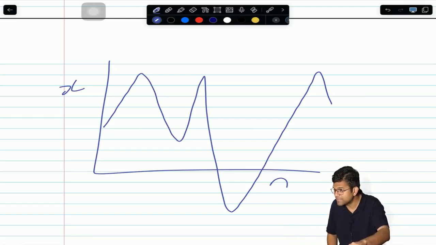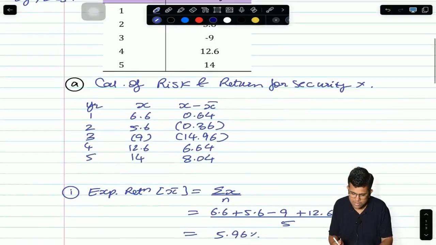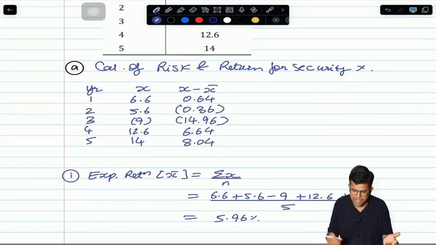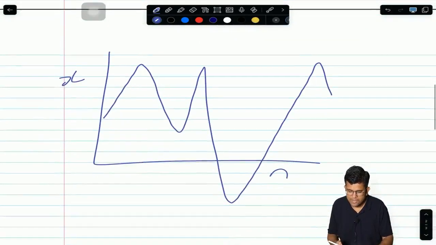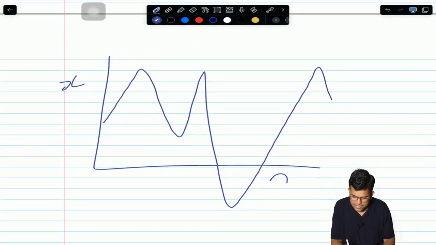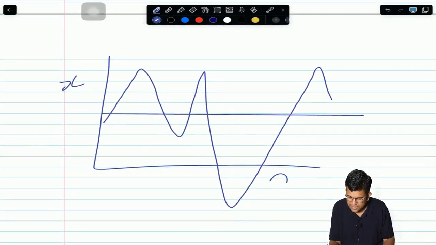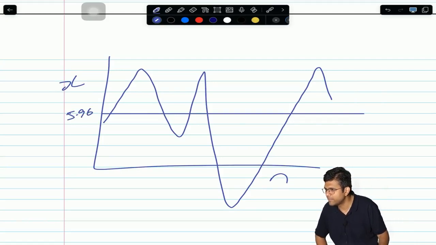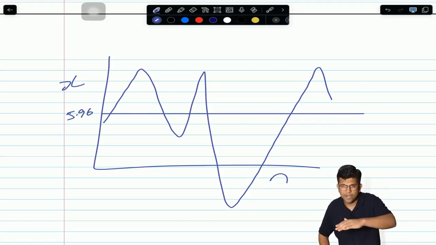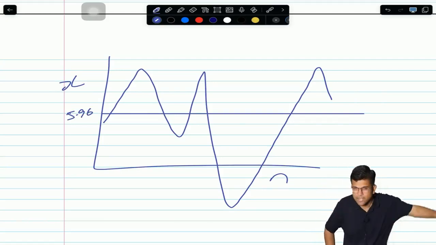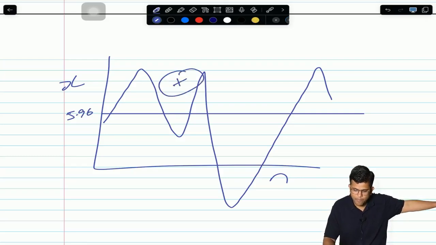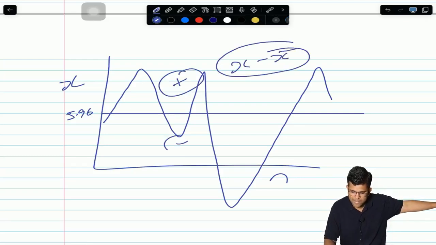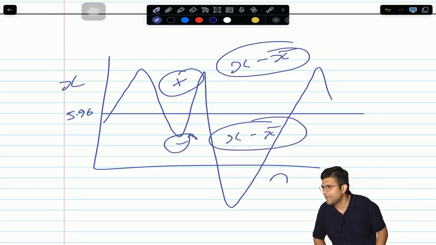So, if it does that, can I say if all these 6.6, 5.6, negative 9, 12.6 and 14, if I calculate a simple average, it cuts through the center like this? Everybody clear? It cuts through the center like this and this must be 5.96. And if 5.96 is the center of all, then the positive x minus x bars and the negative x minus x bars will have same value, no? I hope everybody is following.